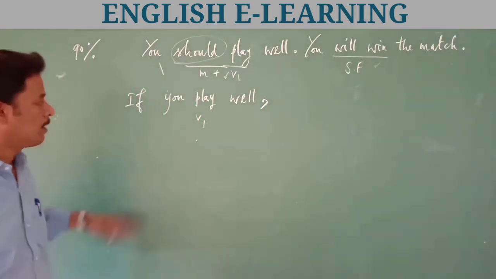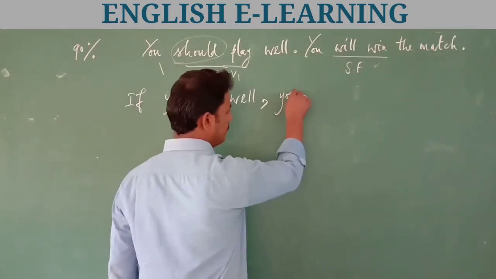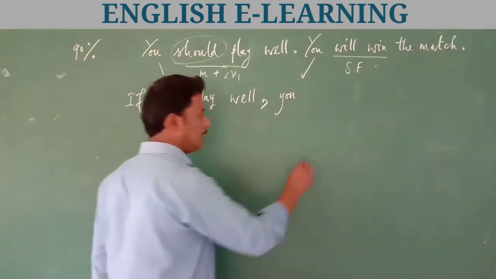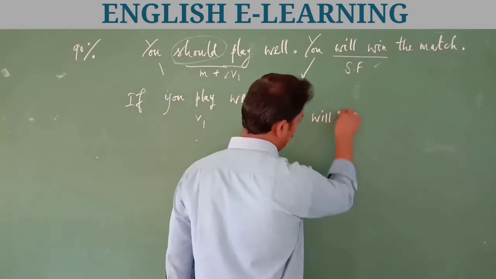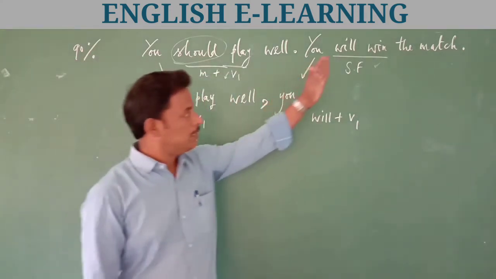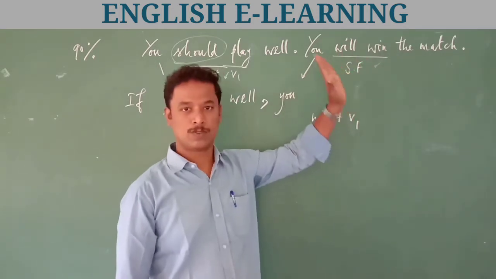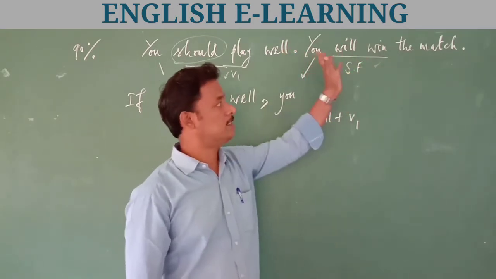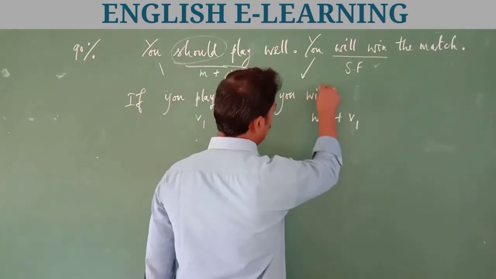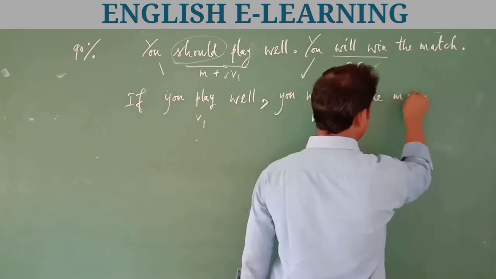remaining well. If you play well, comma, next you bring the next subject here, you, and then we have to use the combination will plus verb 1. Already the verb pattern here is will plus verb 1. So we need not change the verb pattern there. So bring the same verb pattern. You will win the match.